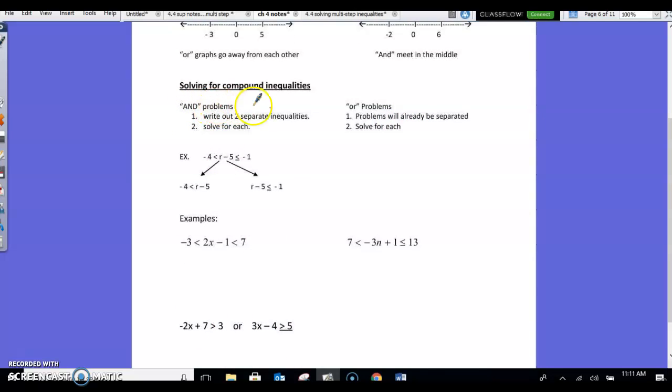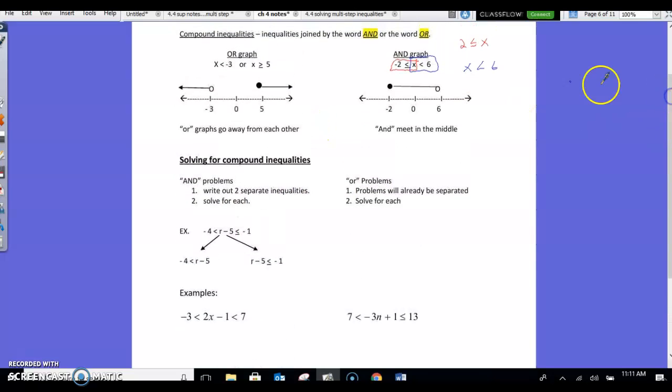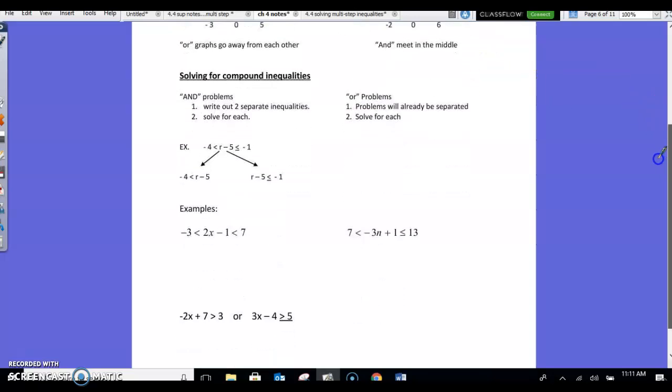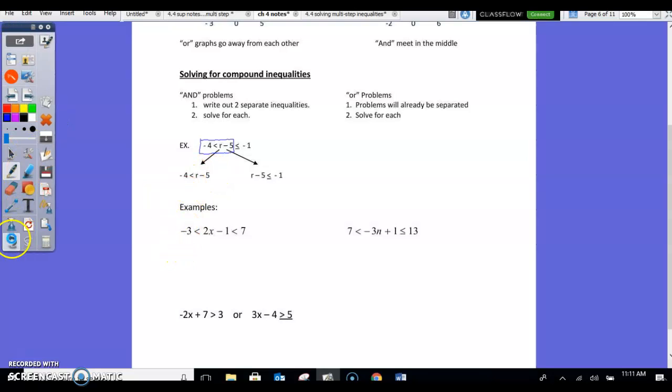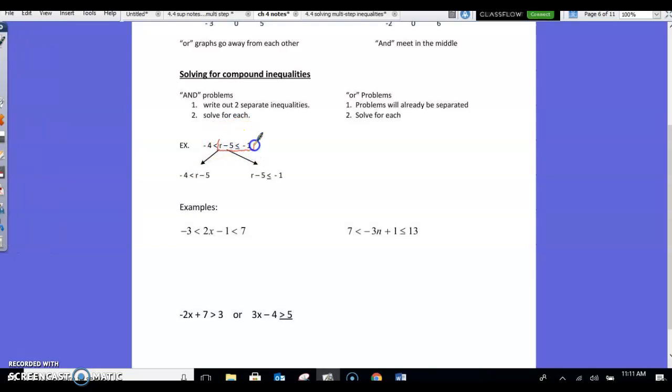But for the and problems, we have to do a little bit of legwork. We have to write out two separate inequalities and then solve for each. So similar to what I just pointed out here, where we have the blue part and the red part, you're going to write two separate ones for these examples. So -4 is less than r minus 5, so we write that out as 1. And then the other one would be r minus 5 is less than or equal to -1.